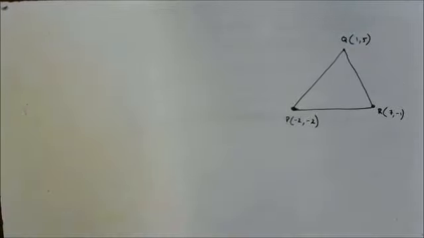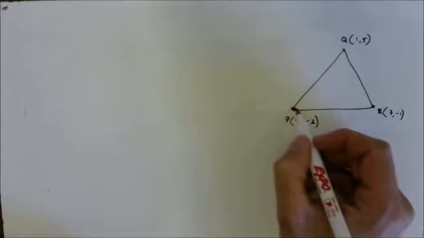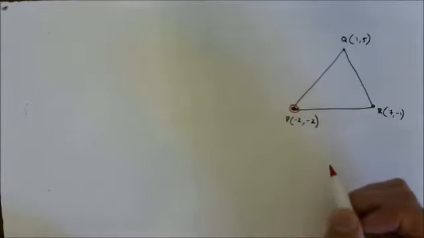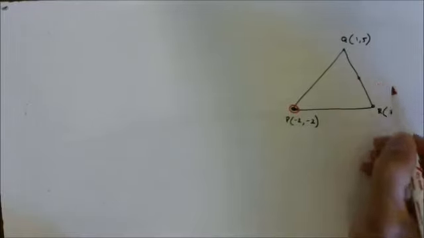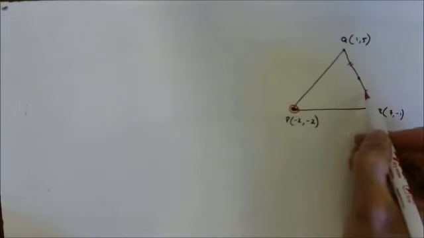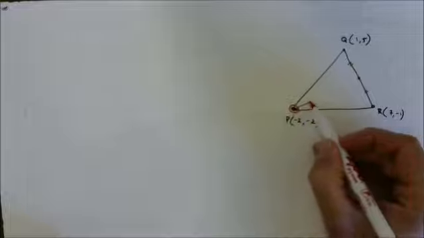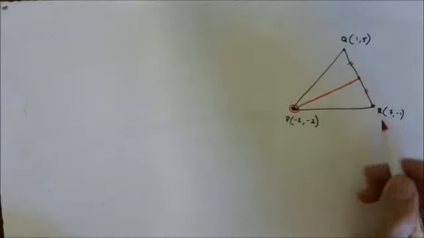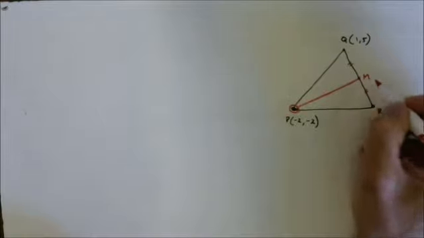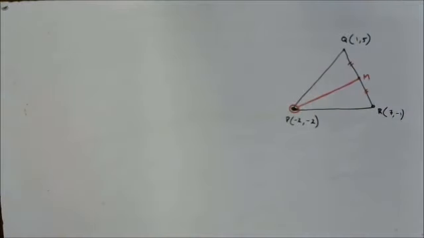We're going to deal with the median from P. There is only one median from P, and it extends from P to the midpoint of the opposite side. Okay, so that's what the median from P looks like. We're going to call this point M. It's often easiest to call the midpoint of something point M. It also tells you exactly which formula you're going to be using: the midpoint formula.